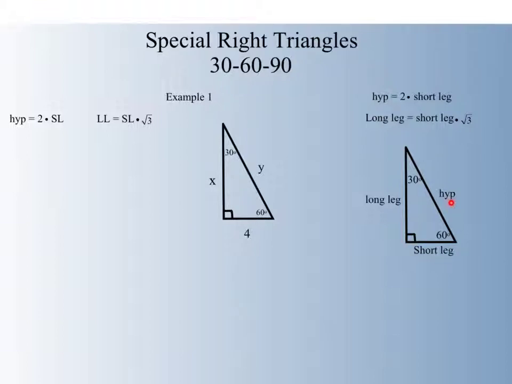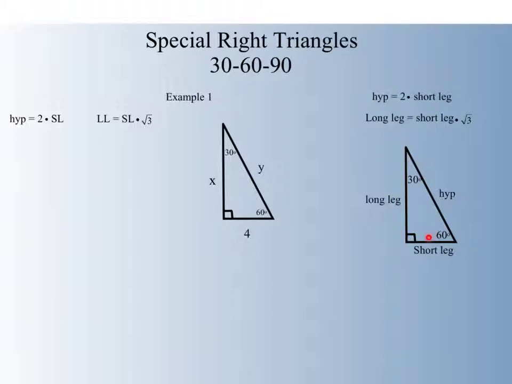And if you remember in the 45-45, they were both called legs. Well, now we have a short leg and a long leg, and rightfully so. Across from the side that's 30 degrees is the short leg. And across from the guy that's 60 degrees is the long leg. Everyone should be comfortable with noticing across from. We've been doing that for most of the years.